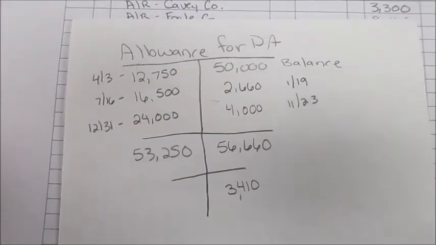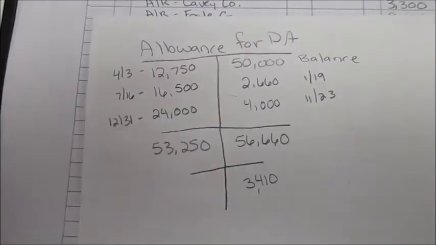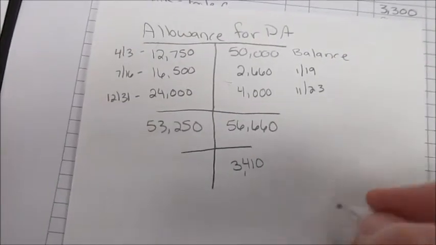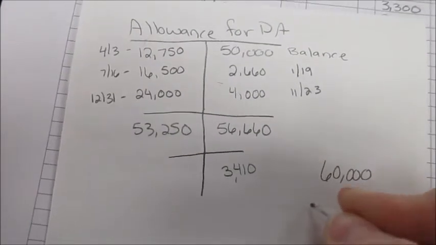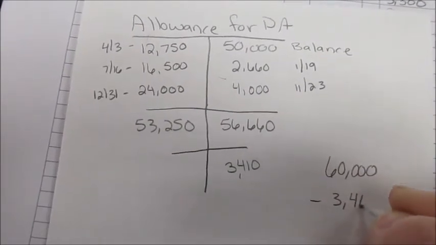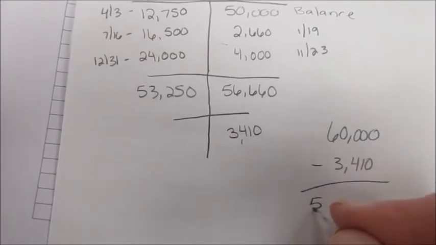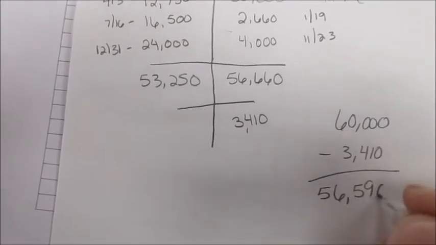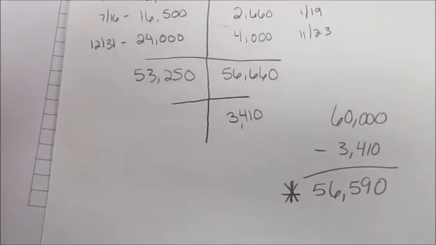Okay. Now our book told us that they estimated $60,000. So I'm going to kind of jump over here to the right, and I'm going to take this $60,000 and subtract the balance we already have at 3,410. And I get 56,590, and this becomes the number you use for your adjusting entry.